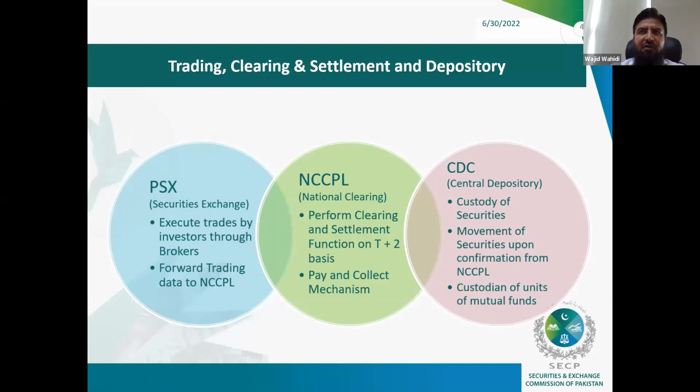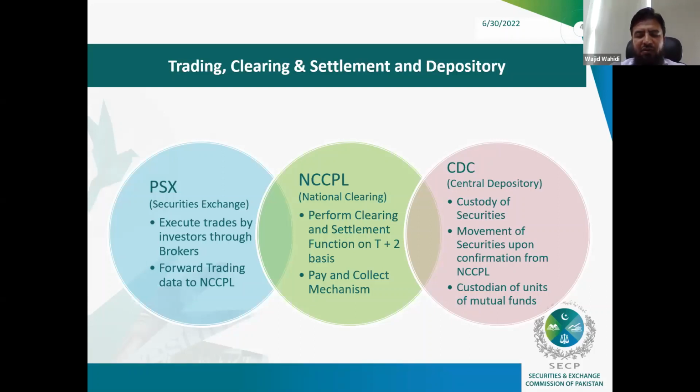It basically identifies the money obligations and delivery obligations. Money obligations in terms of if an investor bought some shares, he has to give money and take delivery. And on the other side, if a person sells the shares, he has to give delivery to the buyer. So National Clearing performs these functions. There is a pay and collect mechanism installed at the clearinghouse. This shows that once you pay the price of a share which you bought, then you get the delivery of that share. So this is the pay and collect mechanism.